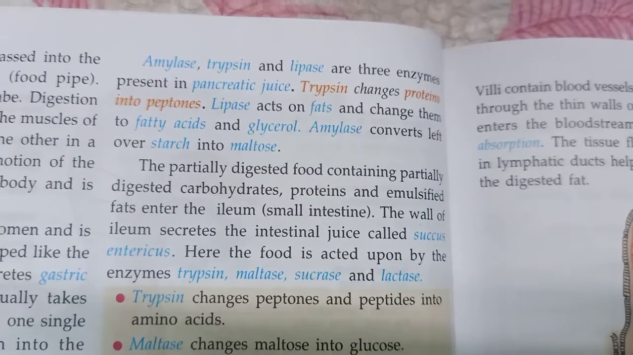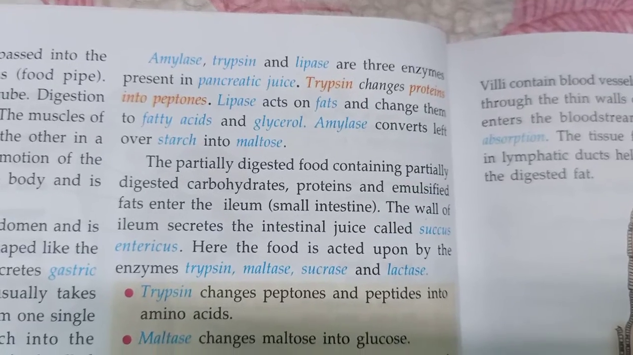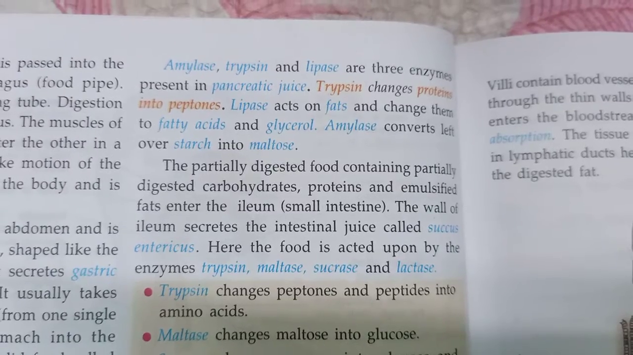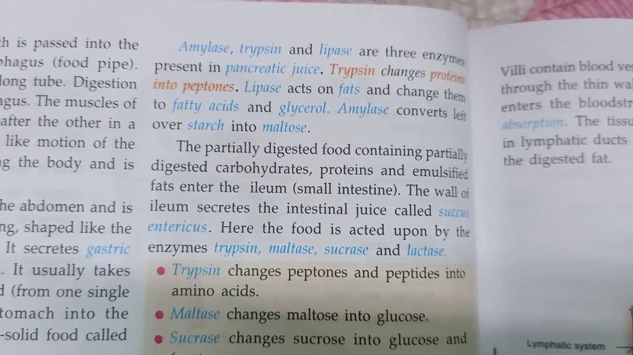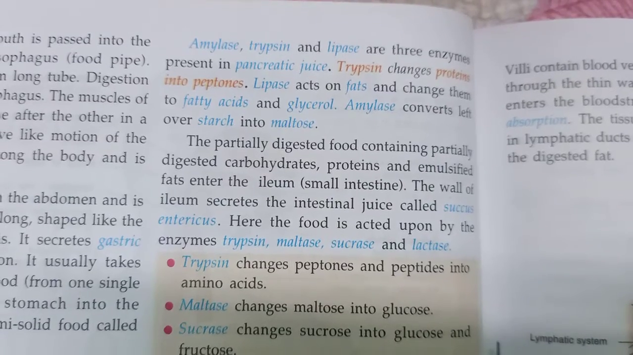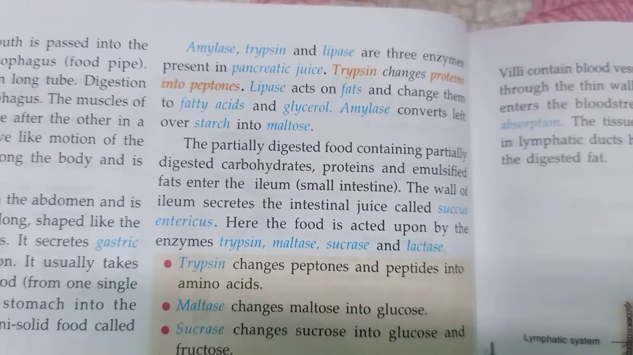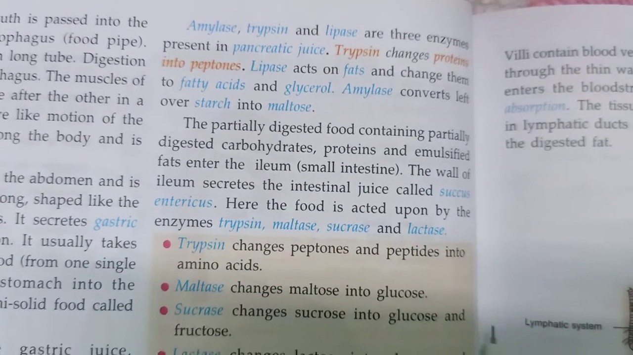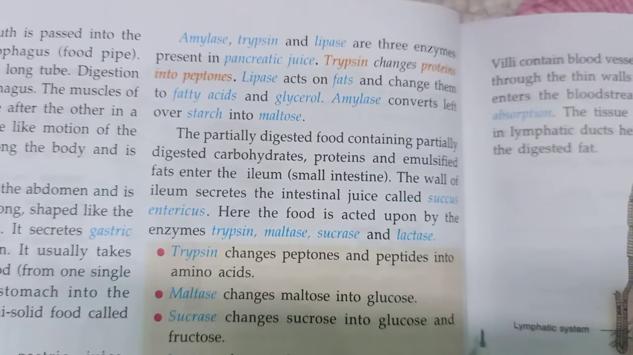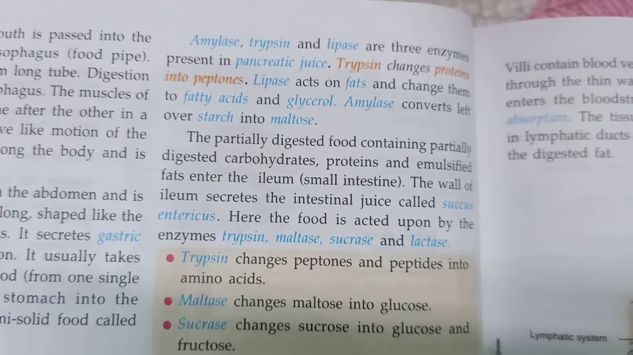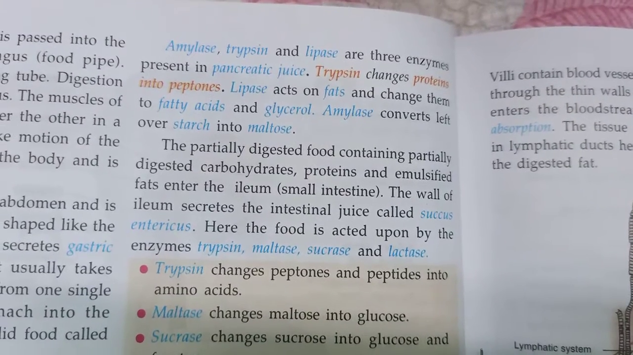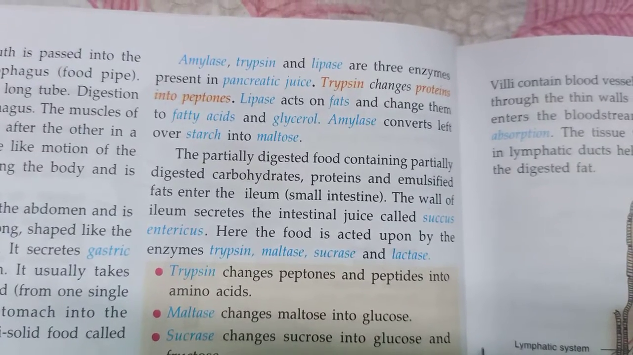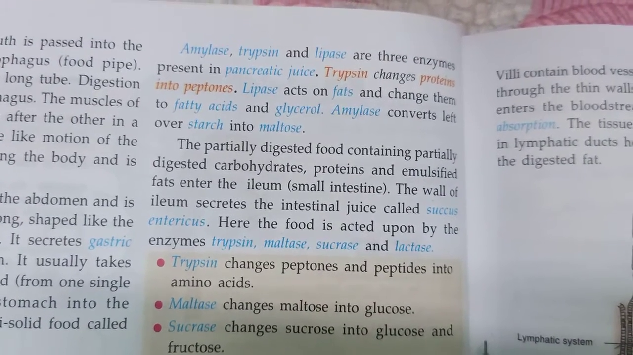Now as I told you, there are certain enzymes which are responsible for the digestion of food. So these are the names of the enzymes, and these enzymes are responsible for the digestion of different types of foods. As you can see, this trypsin enzyme is responsible for changing the proteins into peptones, and the lipase enzyme acts on fats and changes them into fatty acids and cholesterol. Then amylase converts the leftover starch into maltose. As I told you, this amylase is present inside the saliva and it is responsible for converting the leftover starch into maltose.